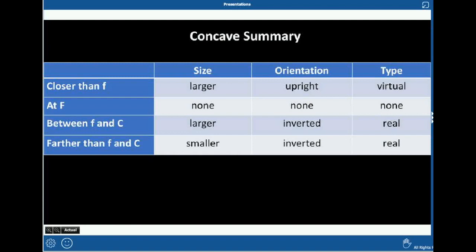The only thing is at F, you will have no image. Because all those lines needed to go through F. If your object is on F, you can't have a line going from your object to F, and so you'll have no image there.